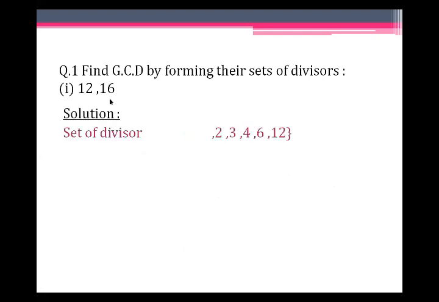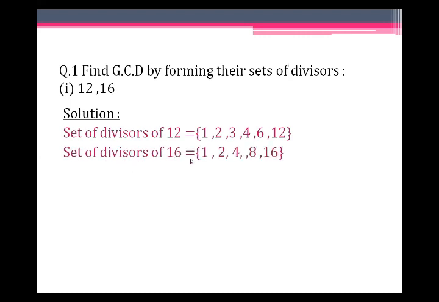First of all, we write the set of divisors of 12. The numbers which divide this number completely are the divisors. So here we get 1, 2, 3, 4, 6 and 12 are the divisors of 12. Now the second number we have 16. Now here we write the set of divisors of 16. We have 1, 2, 4, 8 and 16.